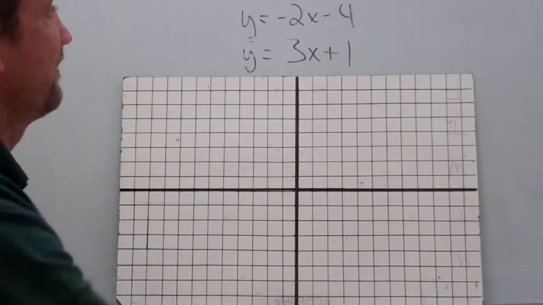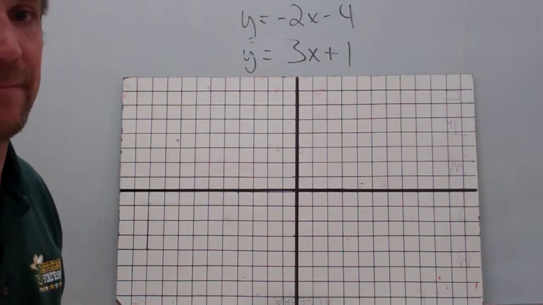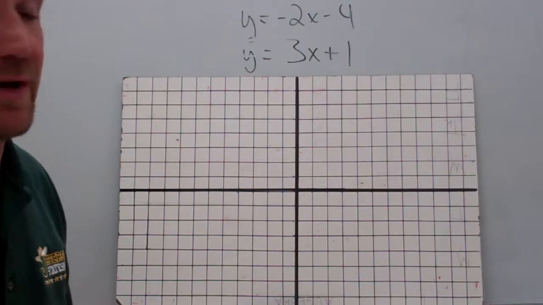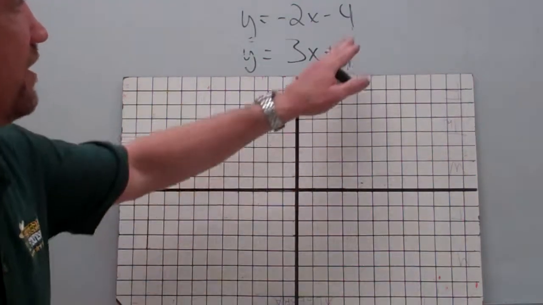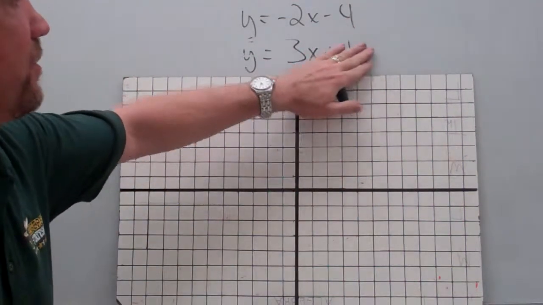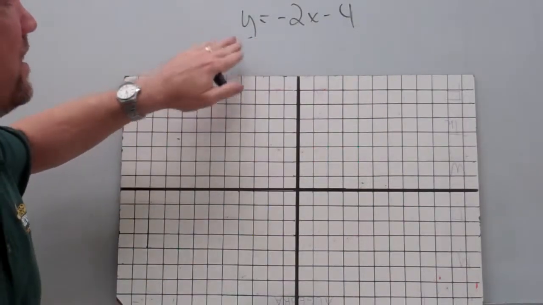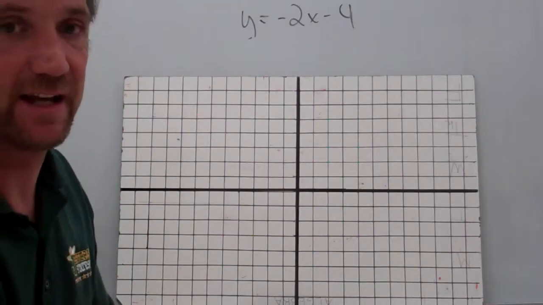Okay, so we're going to graph the first equation here, y equals negative 2x minus 4. When you're graphing a linear equation, you want to begin at the y-intercept, or b. So here it says that our y-intercept is going to be negative 4. I'm going to get rid of this other equation for now. So we have y equals negative 2x minus 4. Our y-intercept is negative 4.